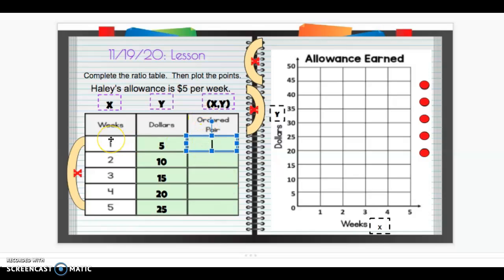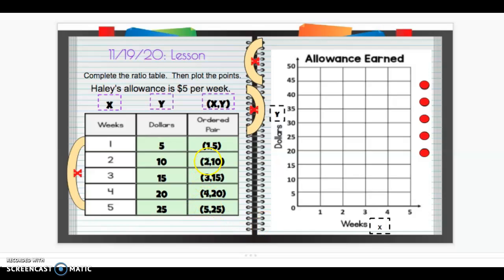So now that we have our labels, now we have to label our ordered pair. Our X is 1, comma, our dollars is 5, so 1 comma 5. Then we have 2 as our X and 10 as our Y. Then 3 as our X and 15 as our Y. We have 4 as our X and 20 as our Y. And then we have 5 as our X and 25 as our Y.